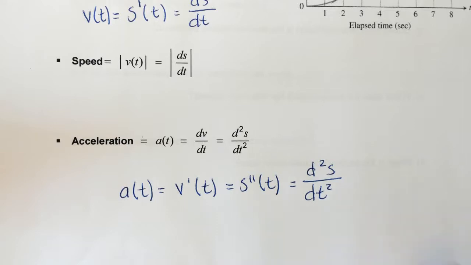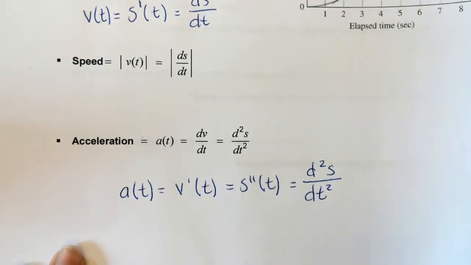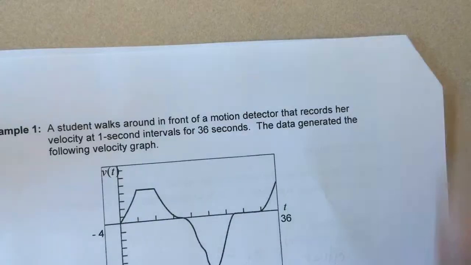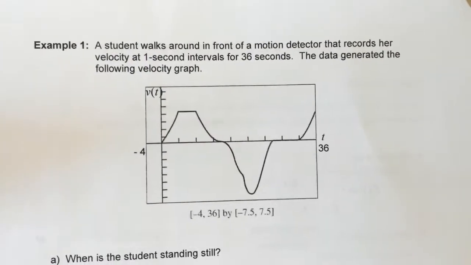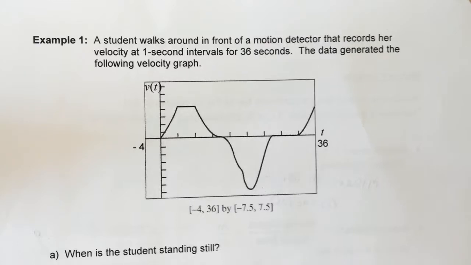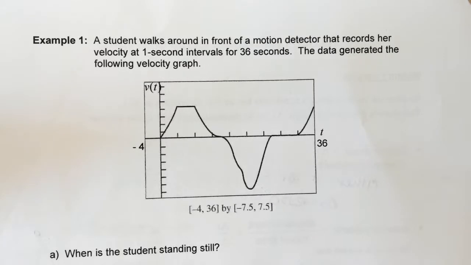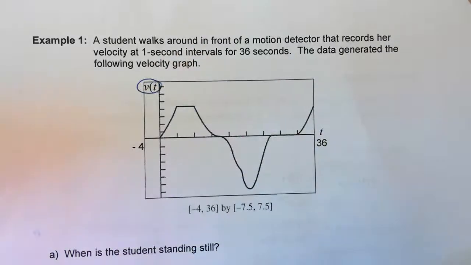Okay, let's move on to page 2, where we get into some examples. So a student walks around in front of a motion detector that records her velocity at 1 second intervals for 36 seconds. The data generated the following velocity graph. So this is a velocity graph.